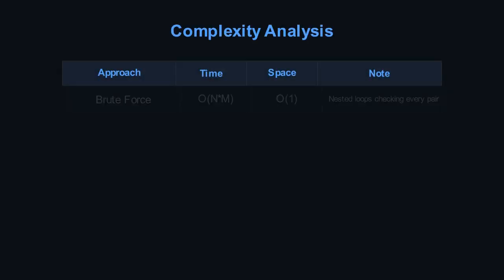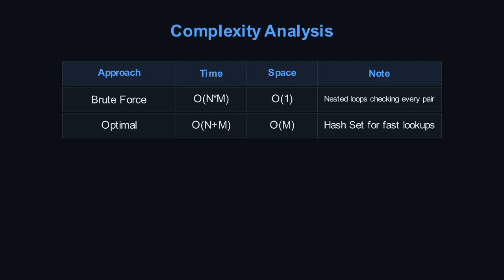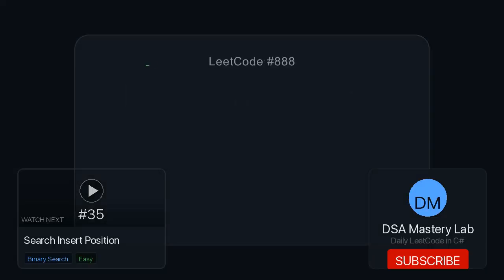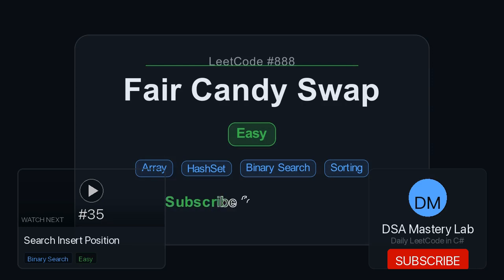Our optimized solution achieves a time complexity of O(n plus m), where n and m are the number of candies. The space complexity is O(m), due to storing Bob's candies in a hash set. Try the next problem that involves finding pairs or sums. You might find this hash set pattern useful again.